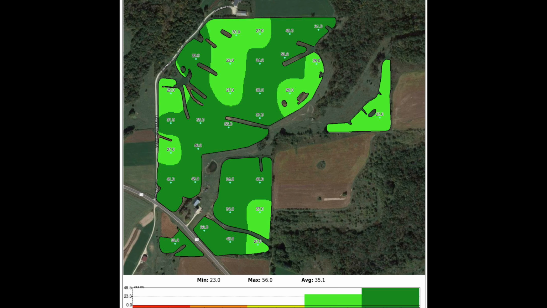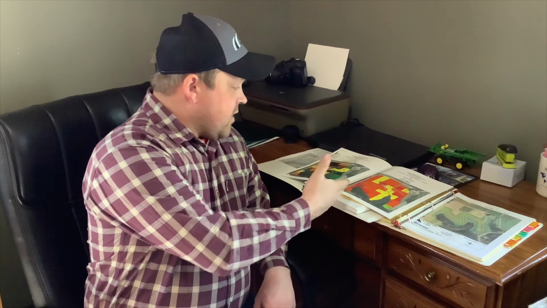This usually goes in a computer file because they have GPS coordinates for each individual section, so we know right where the low fertility or the high fertility spot of the field is.